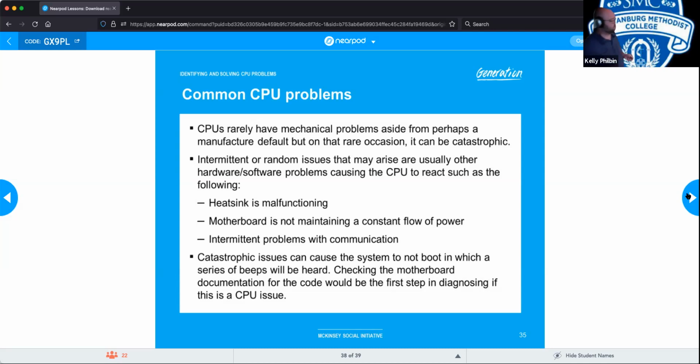Catastrophic issues would cause the system not to boot, and you would hear a series of beeps from the POST error. Then you would look that up on Google to see what the actual POST error is, to see if you can remedy that problem.